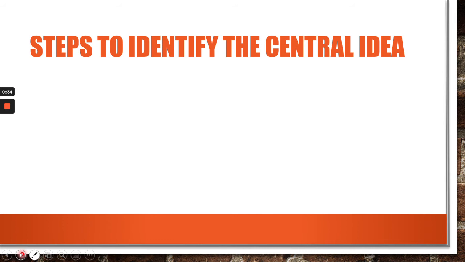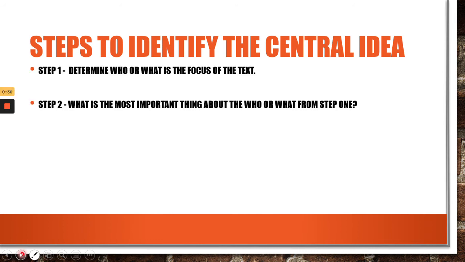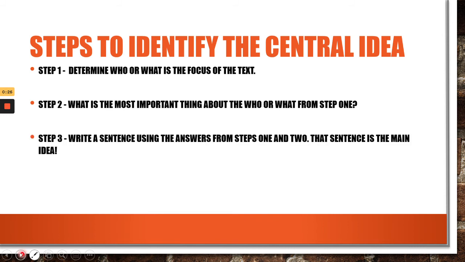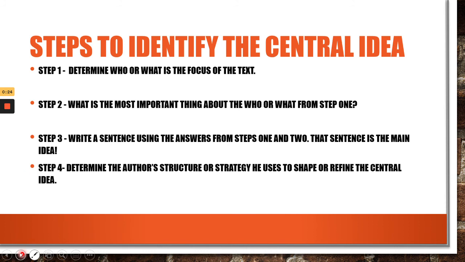So the steps to identifying the central idea, again, were to determine the who or what is the focus of the text. Think about what is the most important thing about the who or the what. Write a sentence in the form of a gist statement, and then determine the author's structure or strategy he used to shape or refine the central idea. And also look at those details.